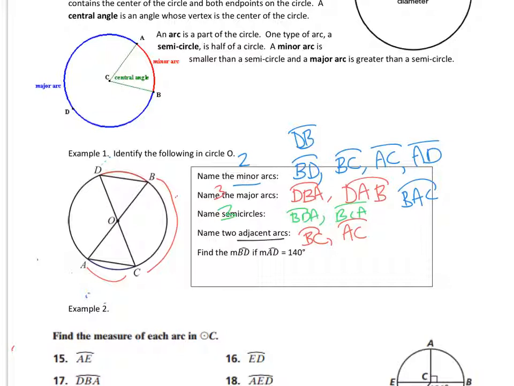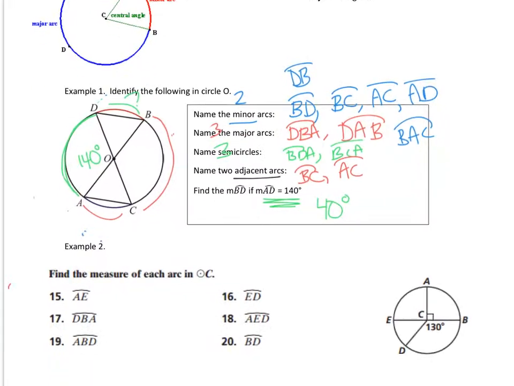Okay, then finding arc measures. So the arc measure is the same as the central angle. So if AD is 140, so I'm going to draw in, if this is 140 degrees, then what is BD? Well, these have to add up to 180. So BD has to be 40 degrees. Make sure you put a degree symbol.